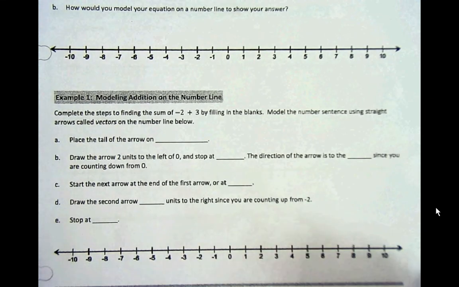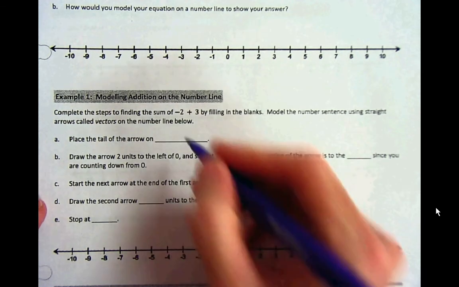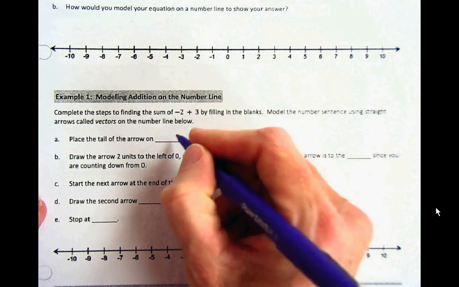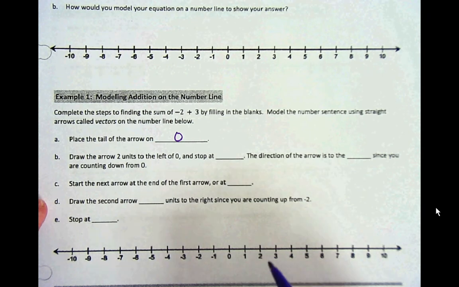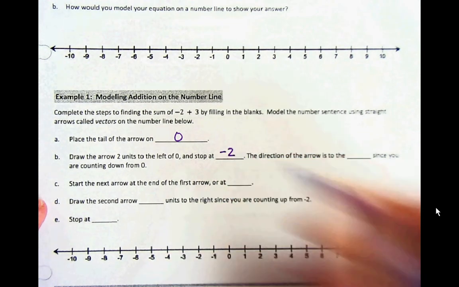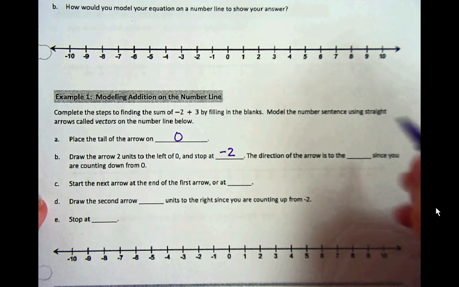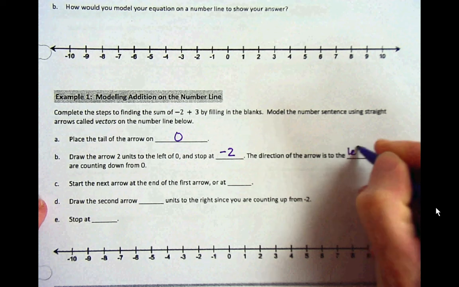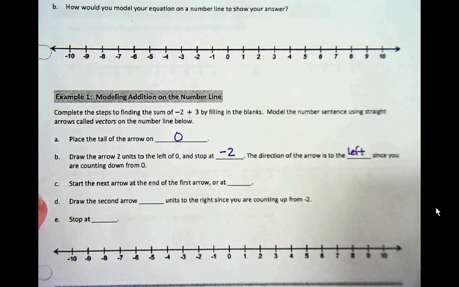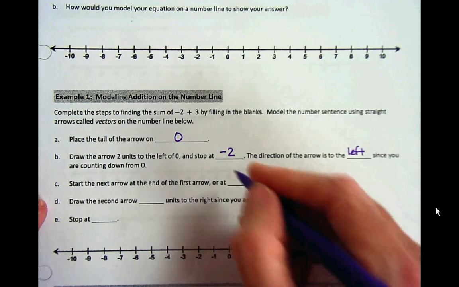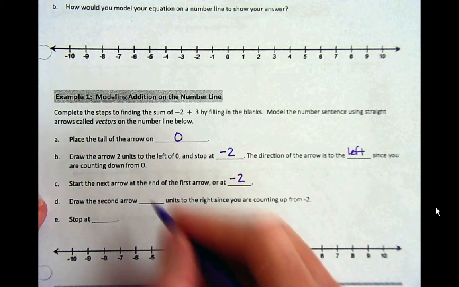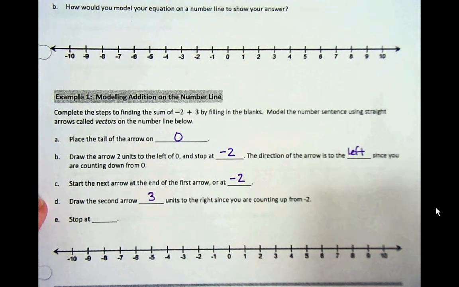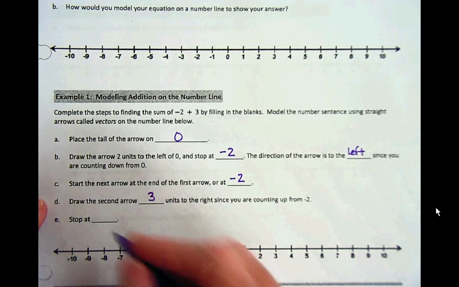So we're going to place the tail of the arrow on 0. And we're going to draw the arrow 2 units to the left of 0 and stop at negative 2. And the direction of the arrow is going to be to the left because we're counting down from 0. Then starting the next arrow at the end of the first arrow, at negative 2, we're going to draw the second arrow 3 units to the right since you're counting up from negative 2, and we're going to stop at 1.